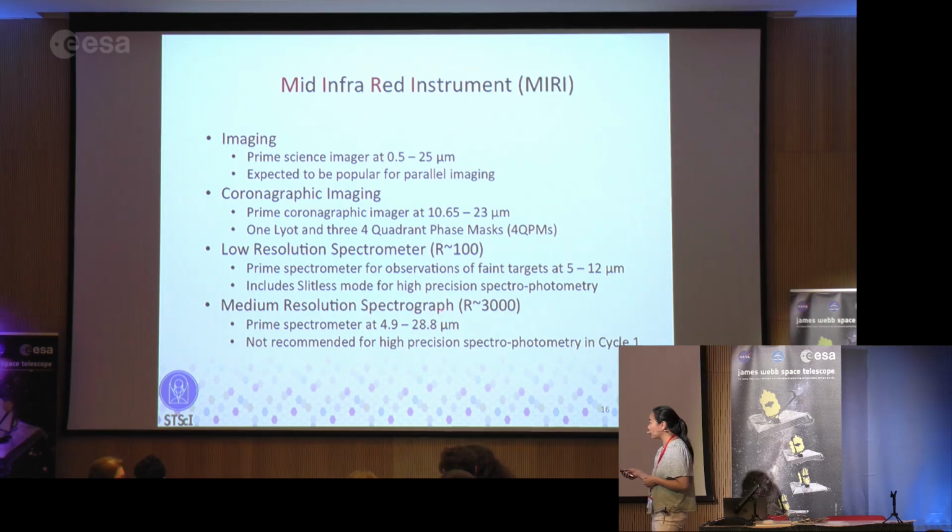The medium resolution spectrograph is an IFU. It's actually 4 IFUs that have concentric fields of view. It's the prime spectrometer at 5 to 30 microns with a resolution of 3000. And it's not recommended for high precision spectrophotometry in Cycle 1.